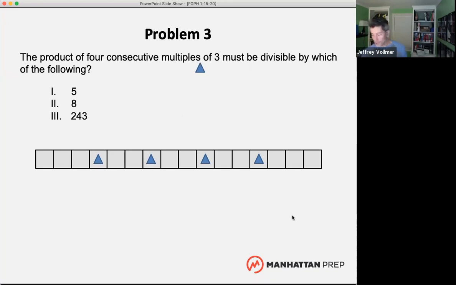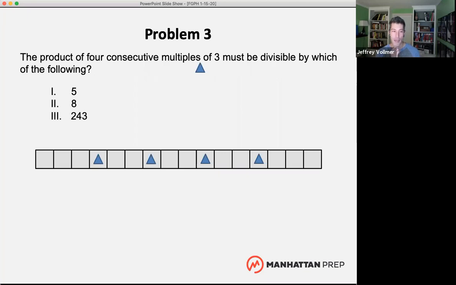What I want to know is, are we guaranteed for the product of four consecutive multiples of three to be divisible by five? Why or why not? Can you come up with four consecutive multiples of three that don't have a factor of five in them?